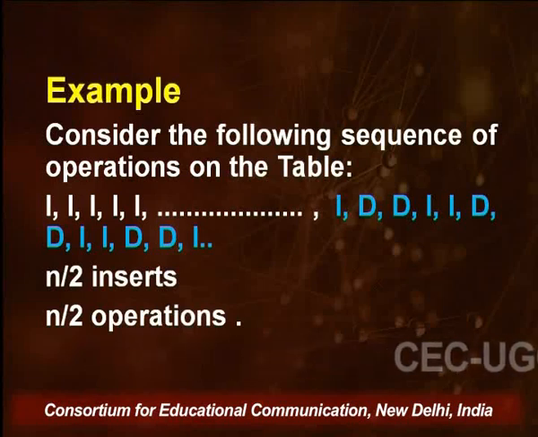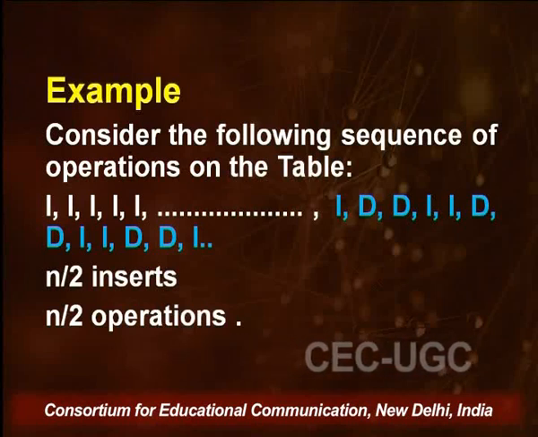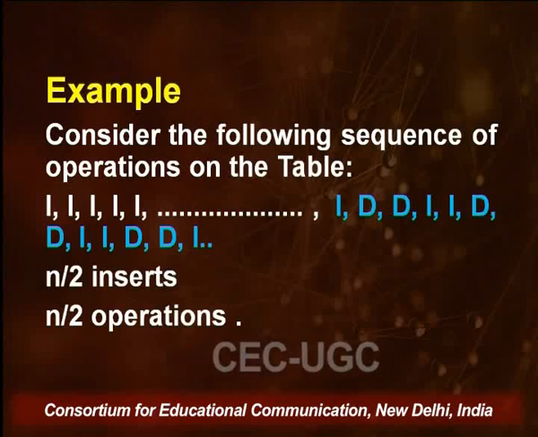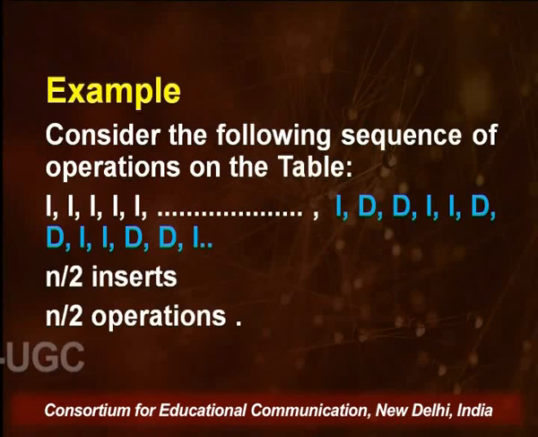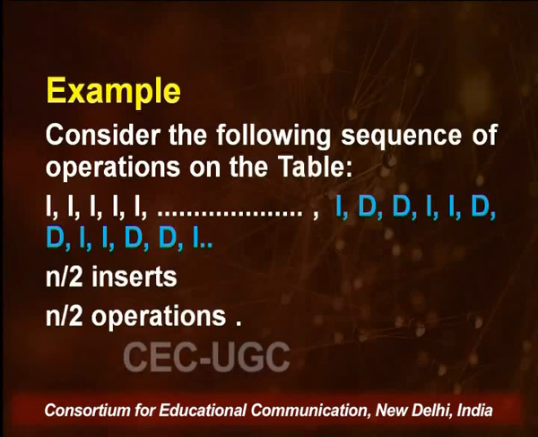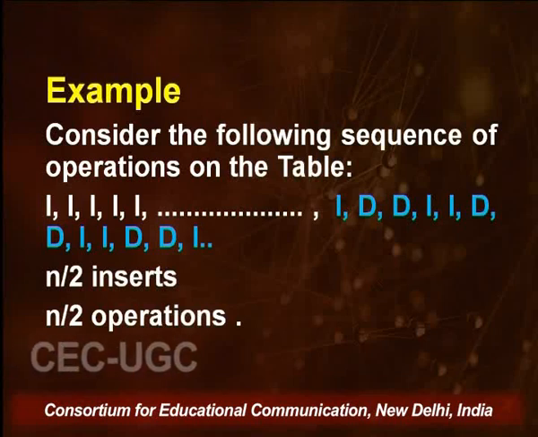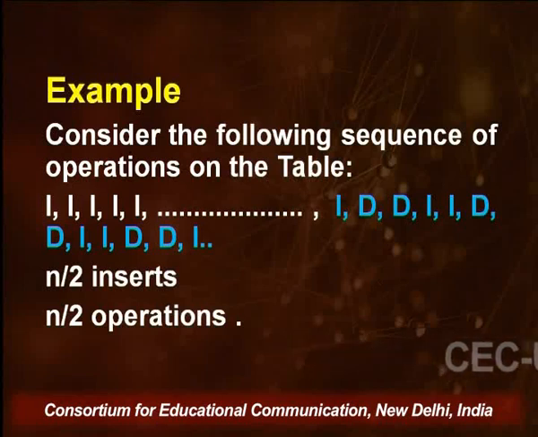So looking at this sequence of operations, what I want to establish here is, first of all, the insertions at the start of this sequence are n by 2 inserts. So initially my table goes through n by 2 insertion operations, and the rest of the operations, shown in a different color, are the remaining n by 2 operations. The first n by 2 operations are insert only, and the rest n by 2 operations are an insertion followed by 2 deletions, and 2 insertions and 2 deletions alternatively.